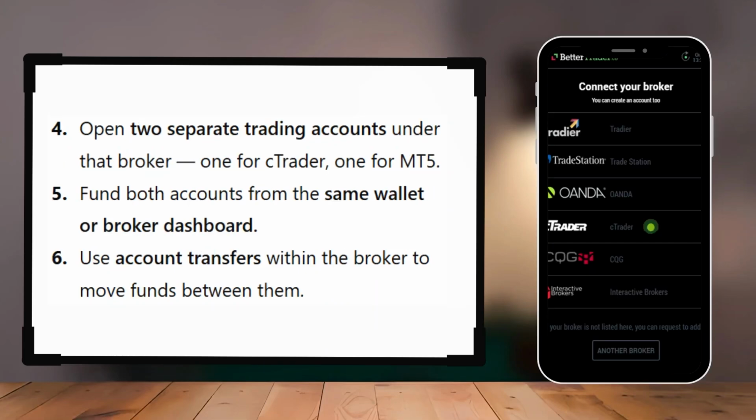Now open two separate trading accounts under that broker, one for CTrader, one for MT5. Fund both accounts from the same wallet or broker dashboard. Then, use account transfers within the broker to move funds between them.